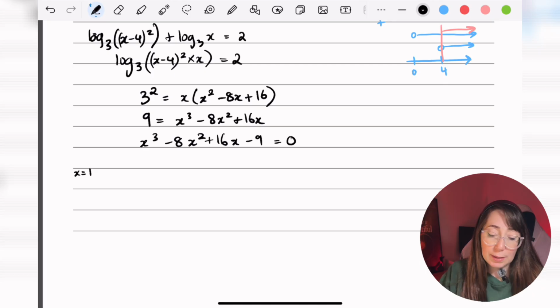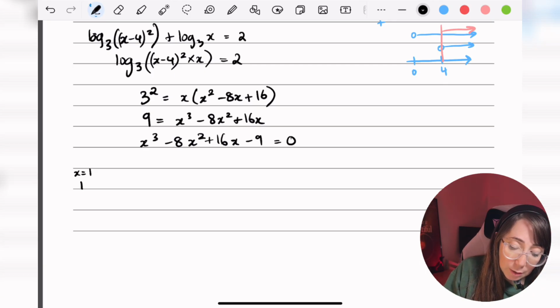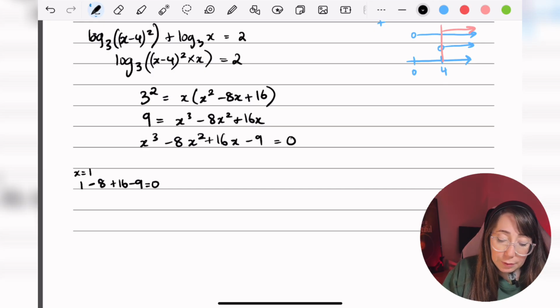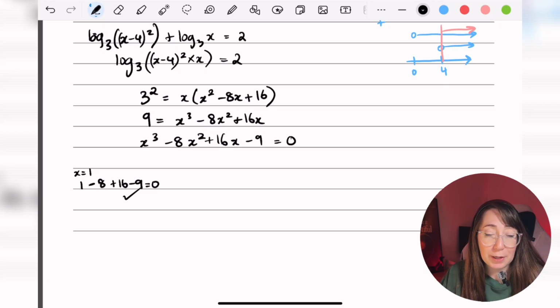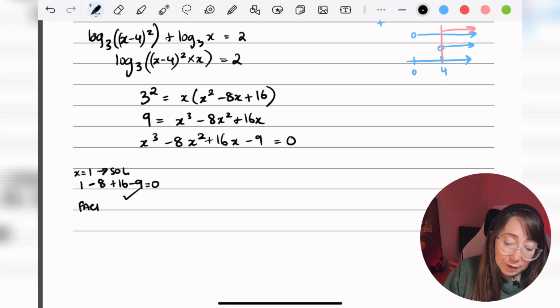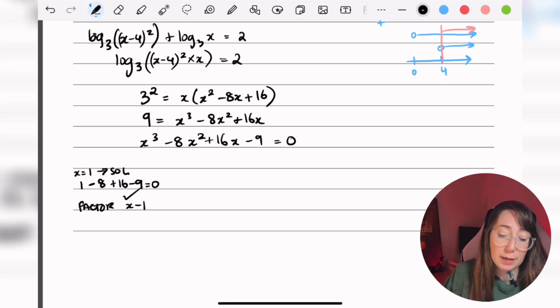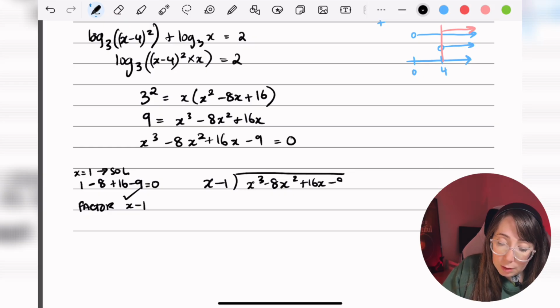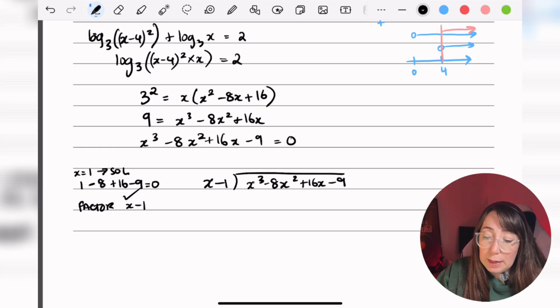If I substitute 1 into all of the x's, I'll have 1 cubed minus 8 plus 16 minus 9, which does in fact equal 0. And thankfully that's the case, because I really didn't want to spend my time substituting a whole bunch of numbers in. So that means x equals 1 is a solution, and that means that the factor is actually x minus 1. So I can go ahead and start my long division straight away. So x minus 1 is a factor that I know of. Okay, and I can go ahead and start my long division now.